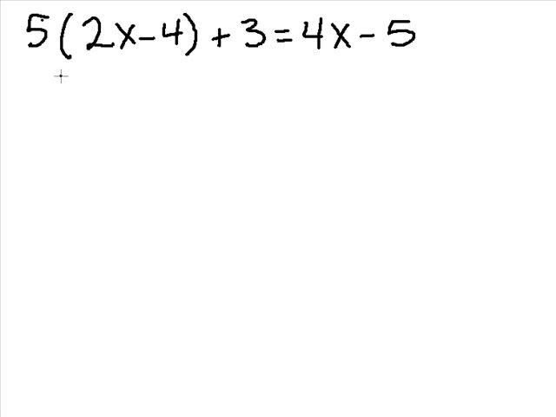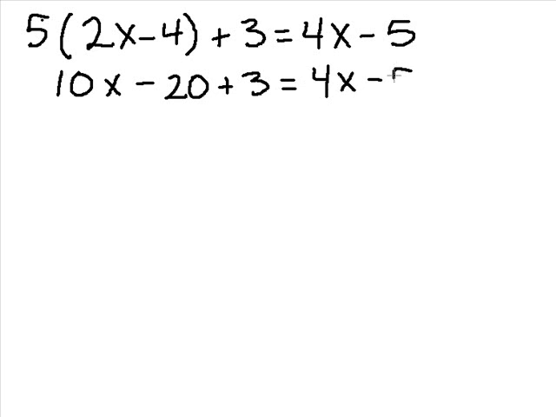So 5 times 2x equals 10x, minus 5 times 4 is 20, plus 3 equals 4x minus 5.